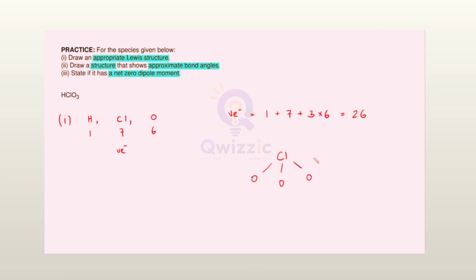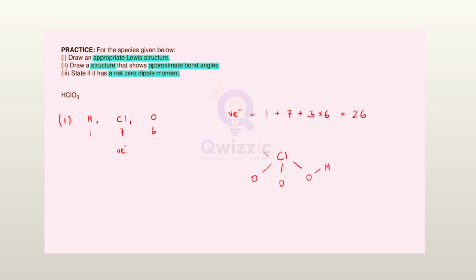We are always drawing single bonds to begin with. And the hydrogen atom must be bonded to one of the oxygen atoms. That's because if we have the structure of an acid, the hydrogen atom must be bonded to oxygen so that the bond is more polarized, and that makes sense, right? Whenever we have an oxo acid, hydrogen is always bonded to oxygen.